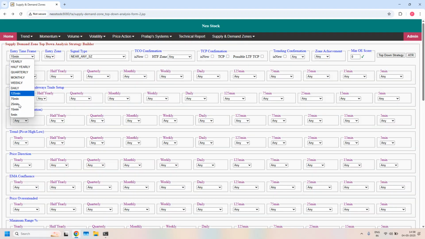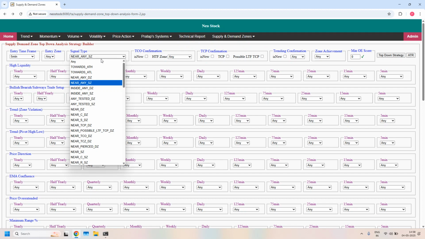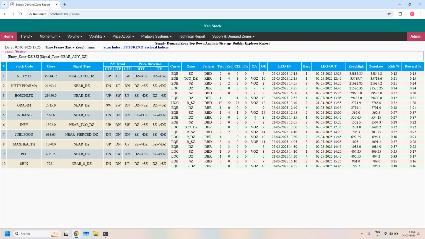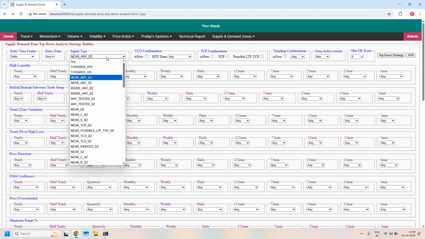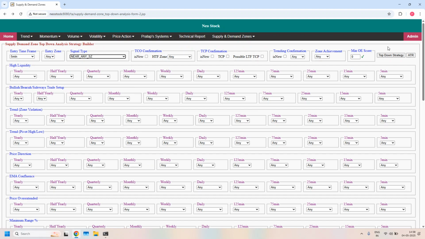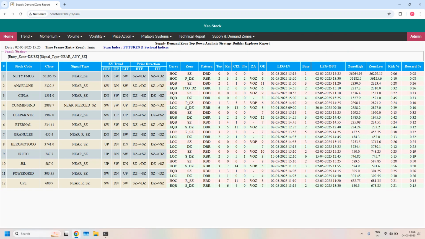Next time frame is 5 minutes. Stocks near to the 5 minutes demand zone. We got 10 stocks. Next, stocks near to the 5 minute supply zone. We got 12 stocks. So this is about finding the stocks near demand and supply zones for all the time frames. Next, we will generate NIFTY and BANKNIFTY supply demand zone chain.